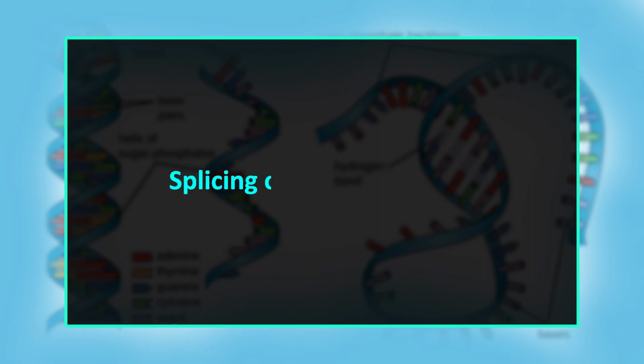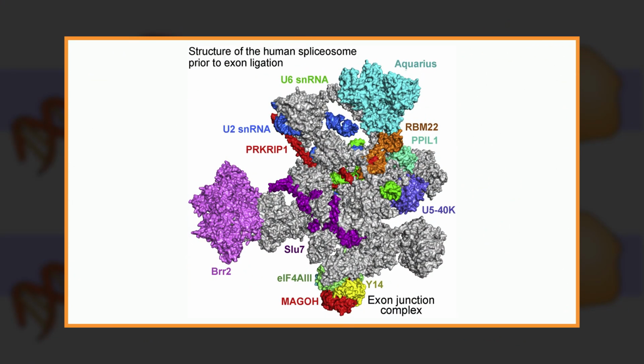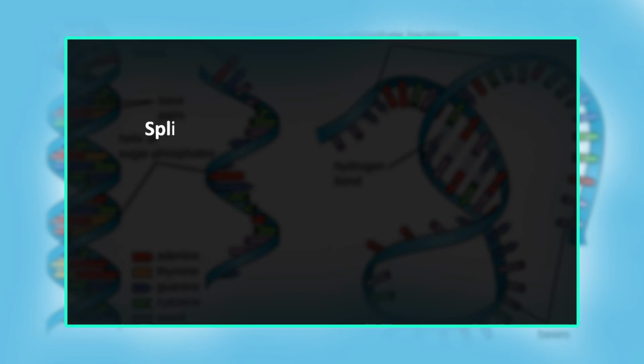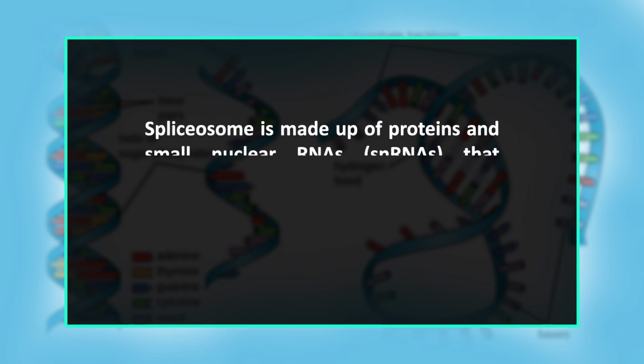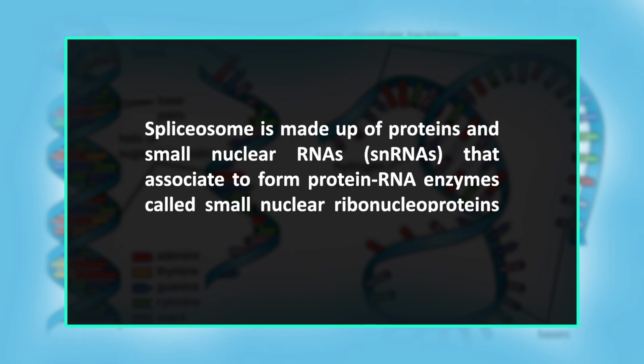Dear students, let's now discuss another process, that is the splicing of RNA processing. In many cases, splicing now appears to occur as the transcript is being synthesized. Introns are removed from the pre-mRNA by the activity of a complex called the spliceosome. The spliceosome is made up of proteins and small nuclear RNAs, that is snRNAs, that associate to form protein-RNA enzymes called small nuclear ribonucleoproteins or snRNPs.